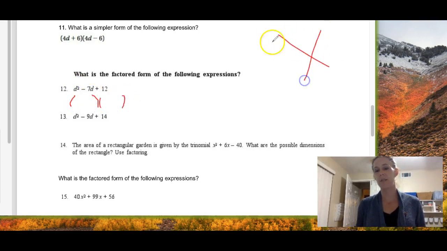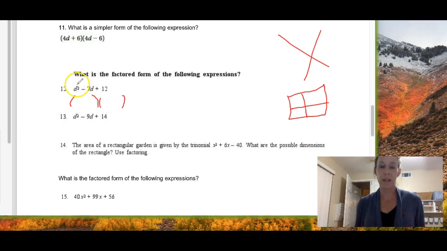And there are different methods. You can use the X method. If you learned this on YouTube or whatever, use this method. Or there's the box method, okay? You can use this method. You can guess and check, okay? Guess and check means, you know, the multiples of d squared go here and here. The multiples of 12 go here and here. So, d squared, my only choices are d and d.